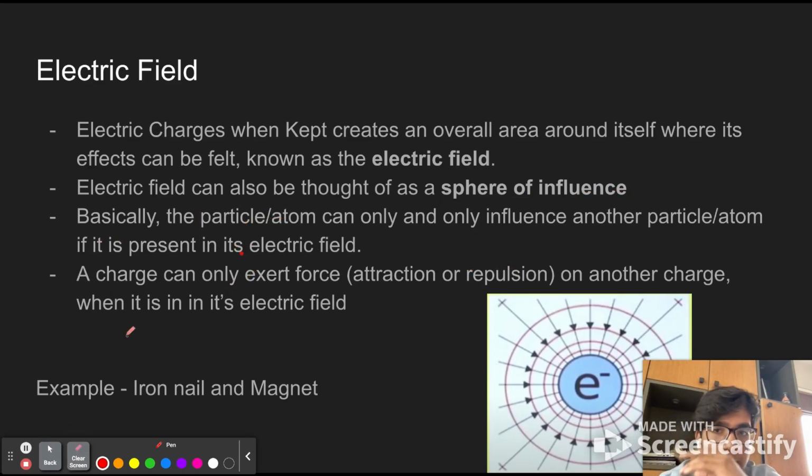So for today's session, that's it. In the next session, we will learn about how different bodies can be charged.